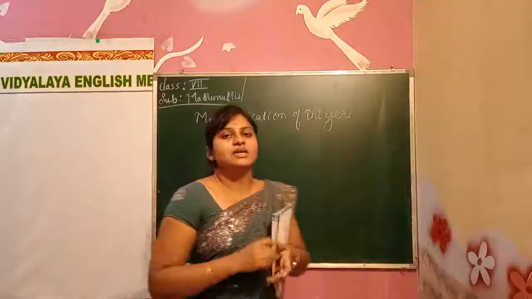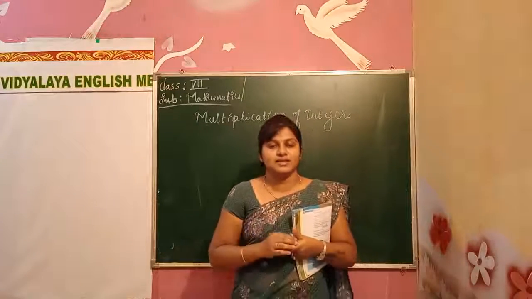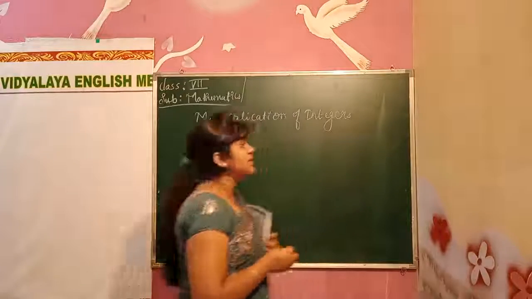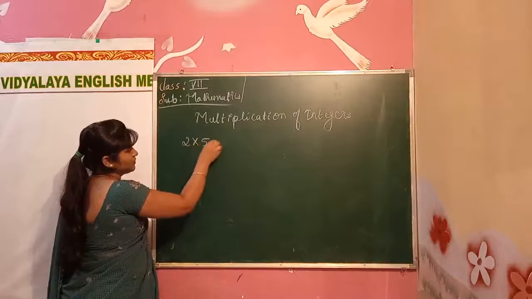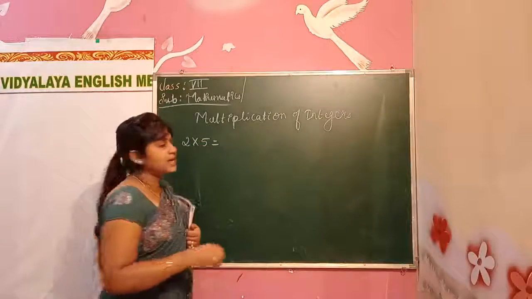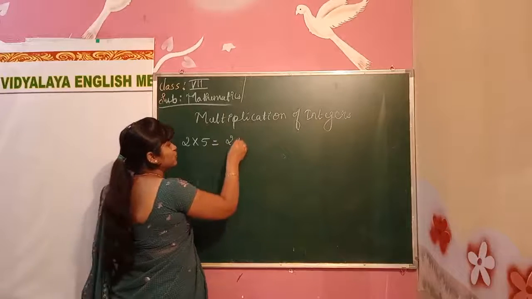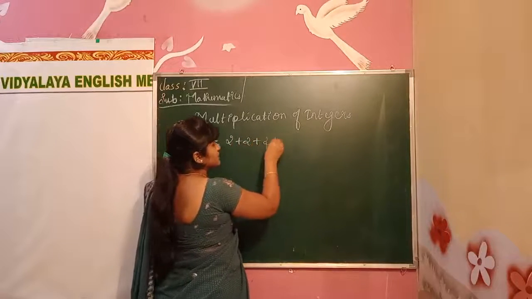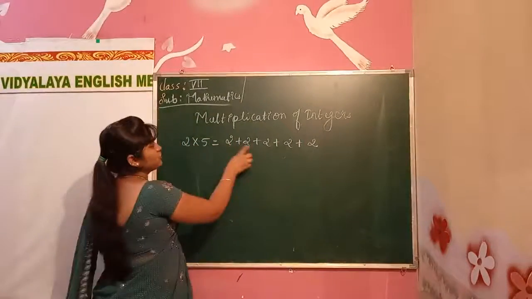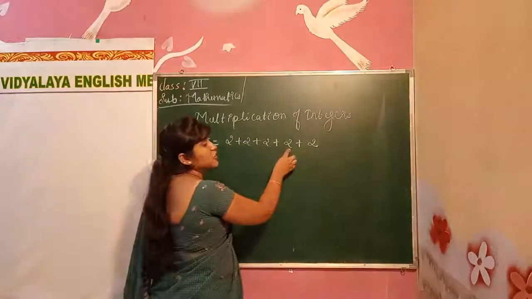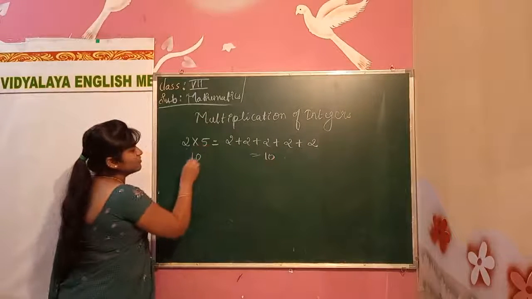Multiplication means, however many times we have to multiply, that many times we just go on adding the numbers. For example, if they tell to find out the value of 2 into 5, how will you do that? You have to write 2 5 times. 2 plus 2 plus 2 plus 2 plus 2. Add this one. 2 plus 2 is 4, 4 plus 2 is 6, 6 plus 2 is 8, 8 plus 2 will be 10. 2 into 5 is also 10.